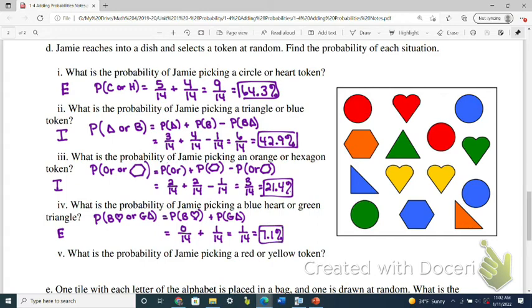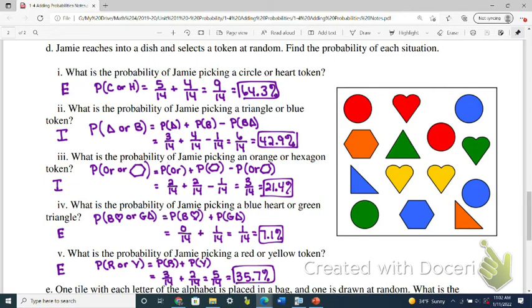And finally, the last one of this section, picking a red or yellow token. So can it be red and yellow at the same time? No, it cannot. Therefore, these are exclusive. So the probability of red or yellow, so that's the probability of the red plus the probability of yellow. There are 3 red tokens. There are 2 yellow tokens. So that is 35.7%.